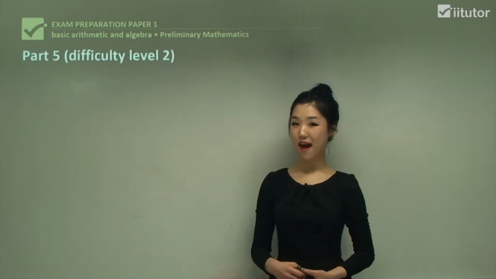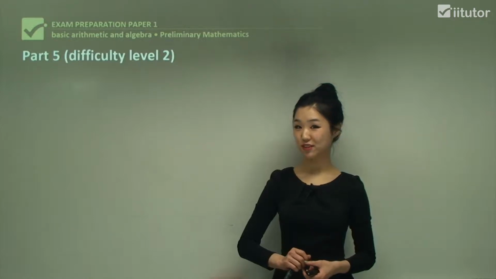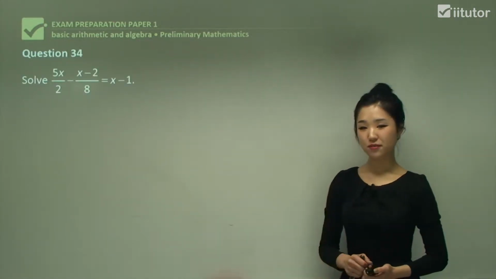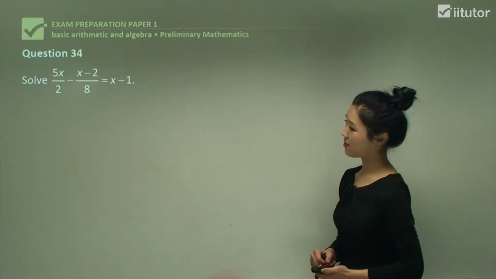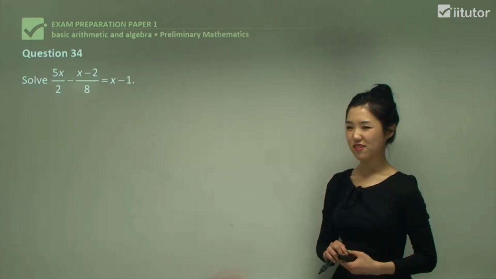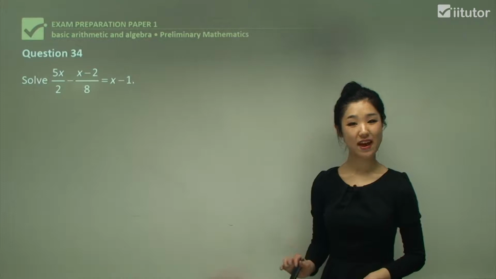Let's start part 5 of the exam preparation paper, and this also has a difficulty level of 2, so just keep that in mind. Now question 34 is asking us to solve this equation. Now I really don't like working with fractions. Fractions are always bothering, so what I like to do is try to eliminate all the fractions.